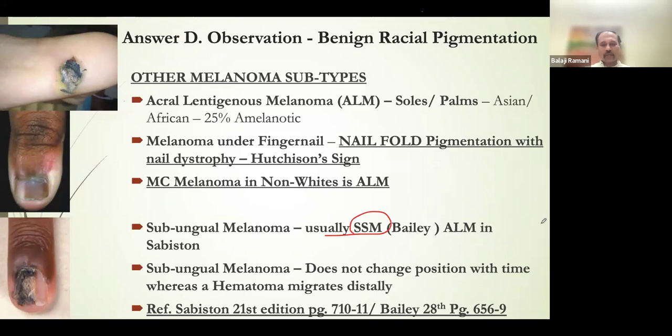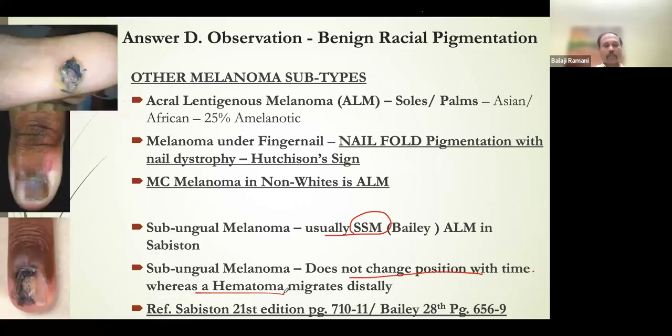Acral lentiginous, I'm not sure, you cannot call it that. Subungual melanomas are superficial spreading in type. They are not considered to be ALMs. Okay, so it is a subtype. So subungual melanoma does not change position with time, whereas a hematoma will migrate distally.